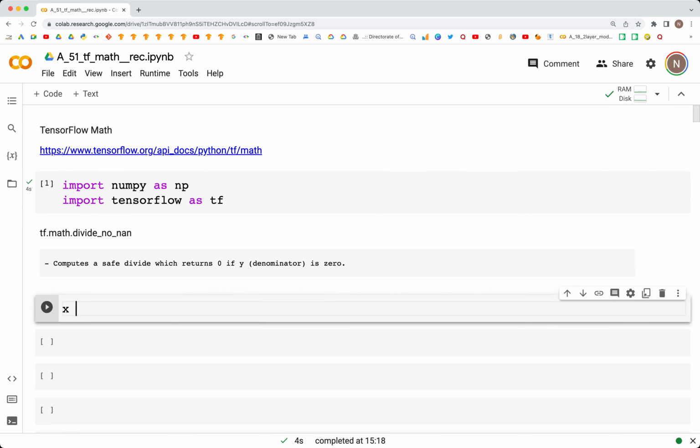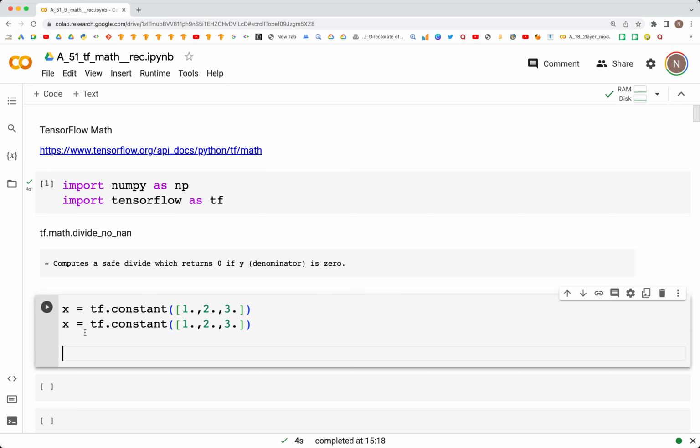If we create a tensor x with tf.constant, and this has float values 1, 2, and 3. Then we have another tensor y, so I'm going to copy this and paste it here. So the tensor y has a 0 in the very first index, and then the other values are, let's say, 4 and 3.